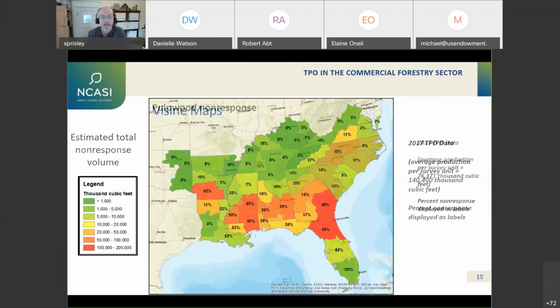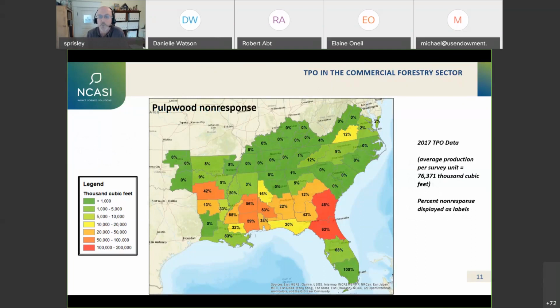We can do these graphs for all the products. So for example, this is pulpwood non-response. And we clearly see, yes, there's a problem in coastal Georgia and northern Florida, and there's some issues in Mississippi, Alabama as well. So yes, we can measure this kind of uncertainty, and we can communicate it. And as I mentioned yesterday, we've been working on a number of fronts to try and raise the awareness of TPO in response to it.